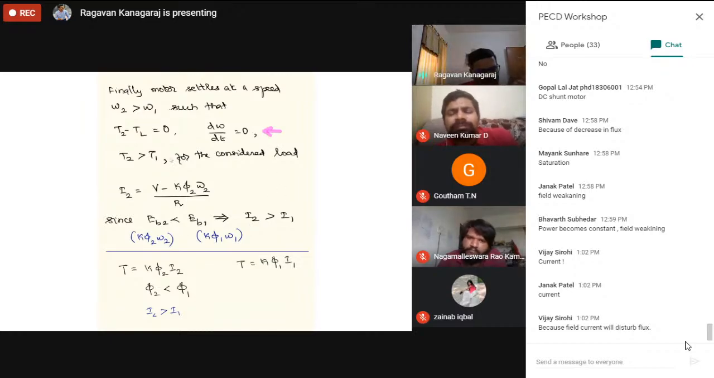Okay. So now you please strike off this. This is confusing. This is for a vehicle application. So this T2 greater than T1, you cancel it. You assume T2 is equal to T1. Any question?